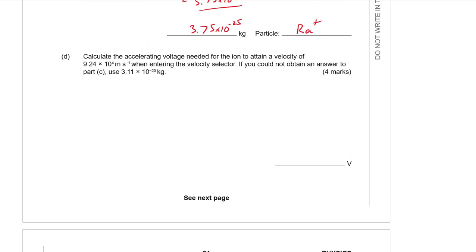Part D is: calculate the accelerating voltage needed for the ion to attain a certain velocity. So you've got your particle accelerator formulas. Work is q times the potential, which is what we need, and that work is going to be done to give the particle some kinetic energy. So to solve for the voltage, it ends up being mv squared on 2q, which is going to be equal to the mass, 3.75 times 10 to the negative 25, times the velocity squared.